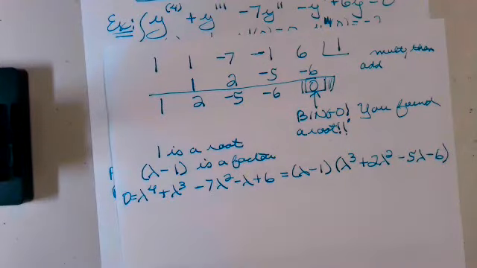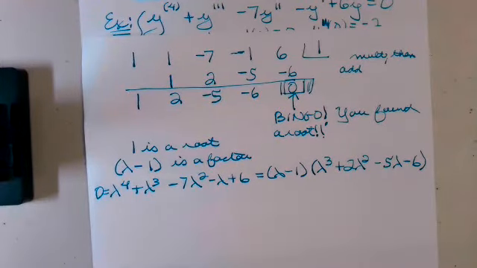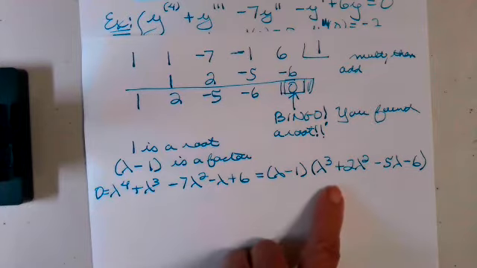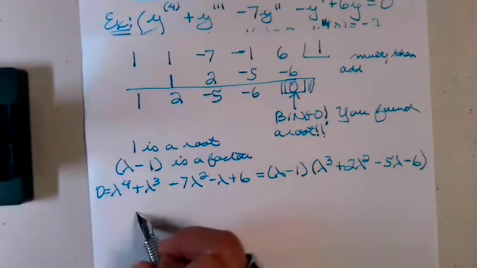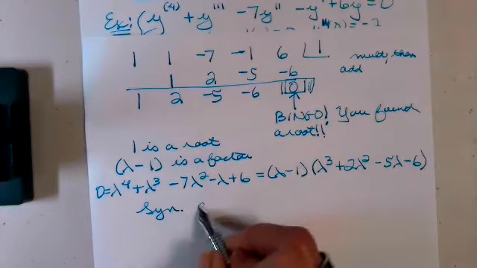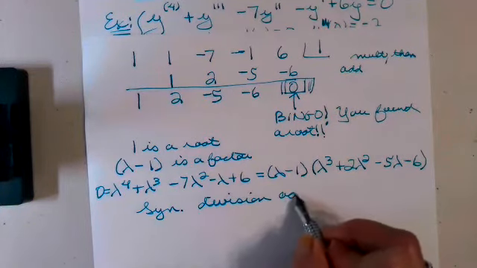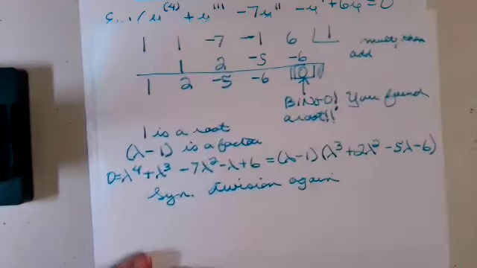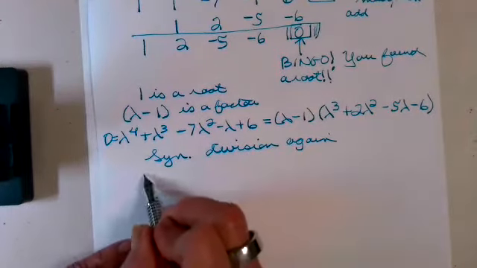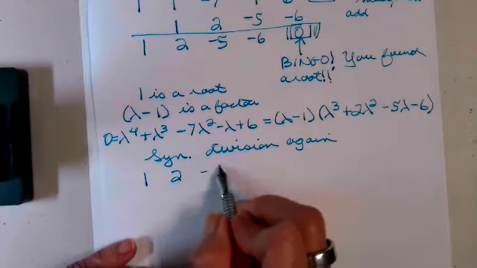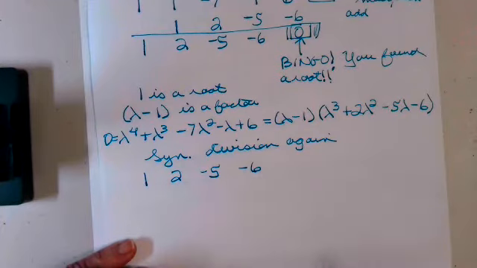Okay, so synthetic division spells it out for you. Now, are we done? No, because it isn't easy to factor that one either. We have to do synthetic division on that one. Okay, so we do synthetic division again. Okay, so now we go 1, 2, minus 5, minus 6.